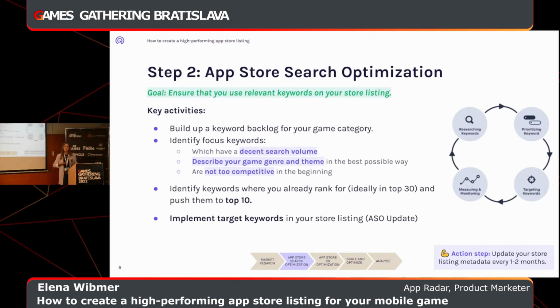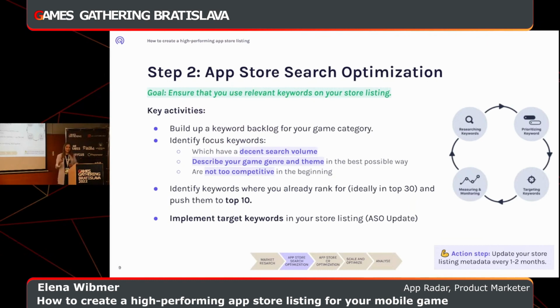And at the same time, especially when you're just starting off, look at keywords that are not too competitive in the beginning, and ASO tools or app marketing tools such as AppRadar can give you those values, as I will show you on the next slide. And ideally, if you've already been out there for a longer time and you already have keyword rankings, then try to look at keywords that you're already ranking for in the top 30 positions, and try to push them further into ideally the top 10, because this is where we can expect the downloads to come from.